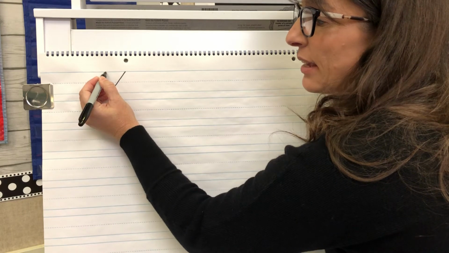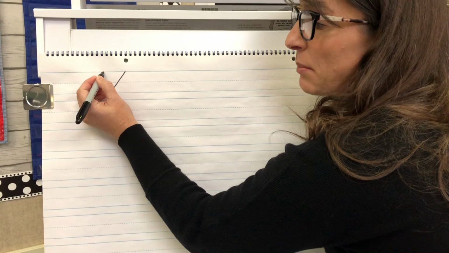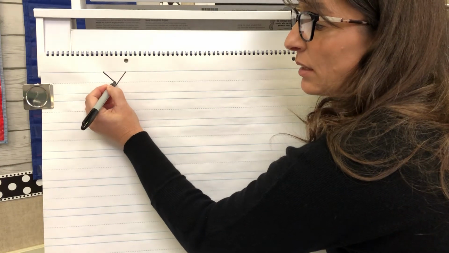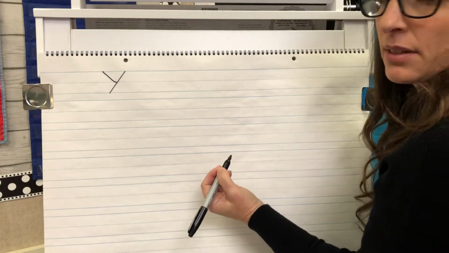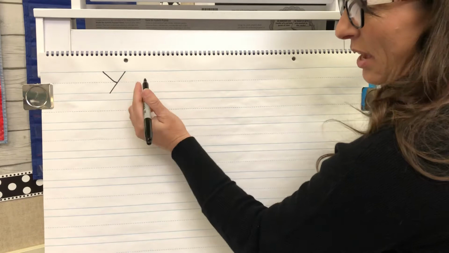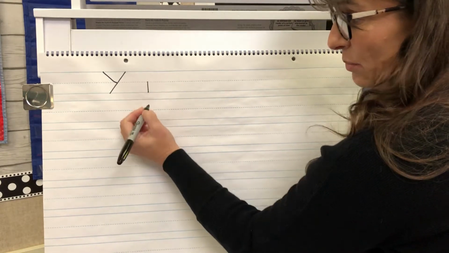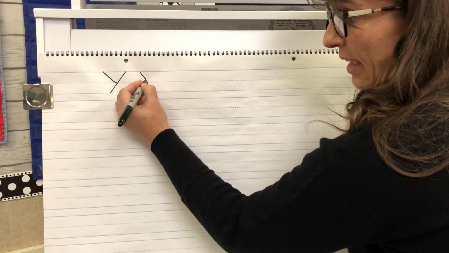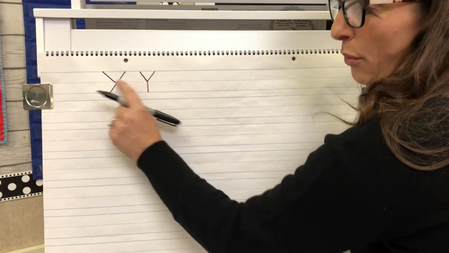Then I pretend like I'm going to cross it like I'm making an X. So I start back up at the ceiling and I go in and then I just stop right in the middle. Now that's a Y. Now a capital Y can look like this, and sometimes a capital Y will look like this, where it's a straight line and then it's like that. It could go both ways.